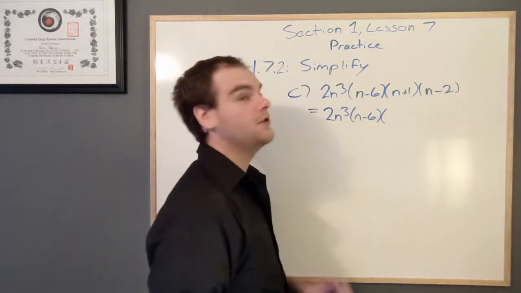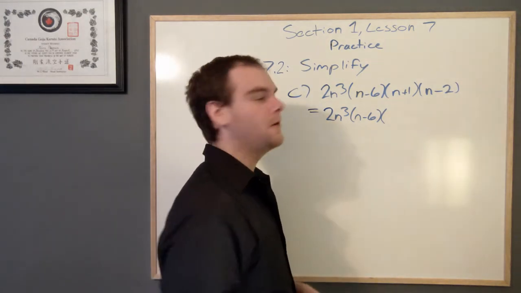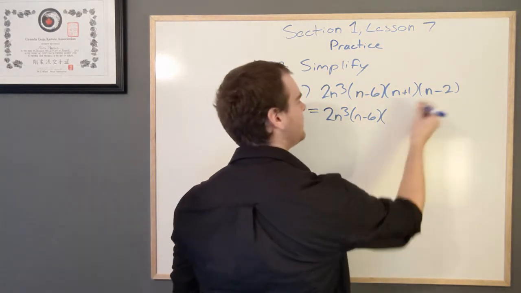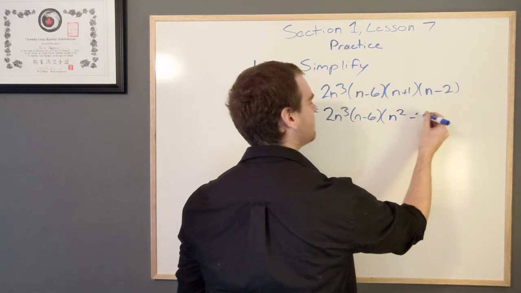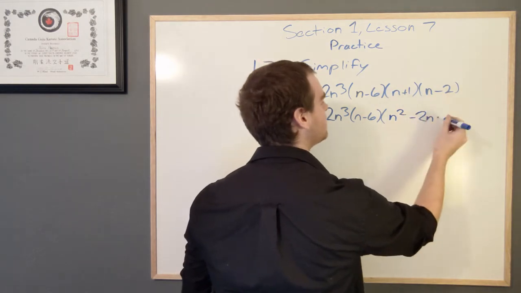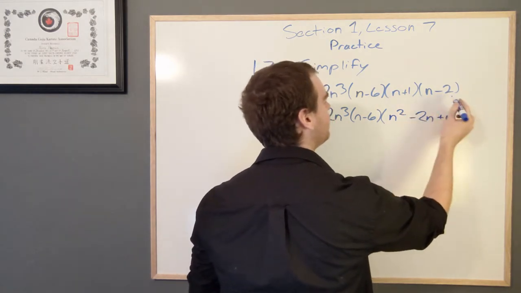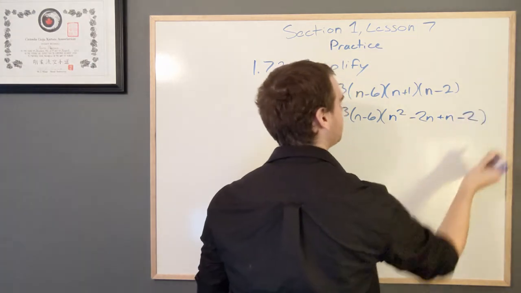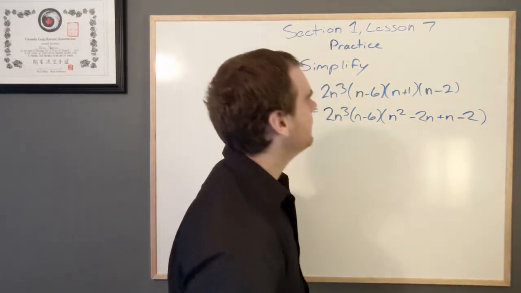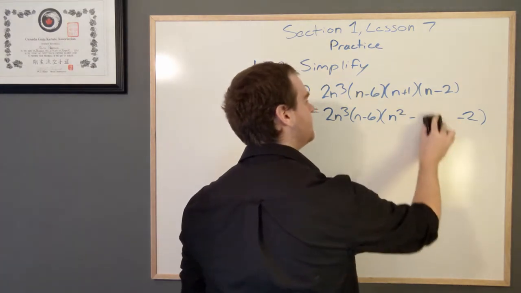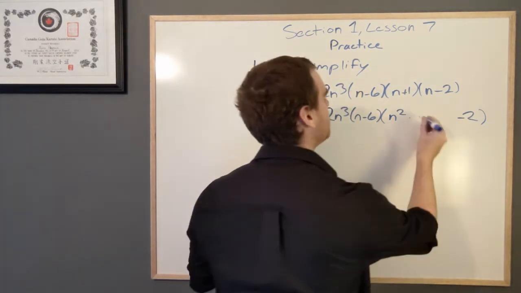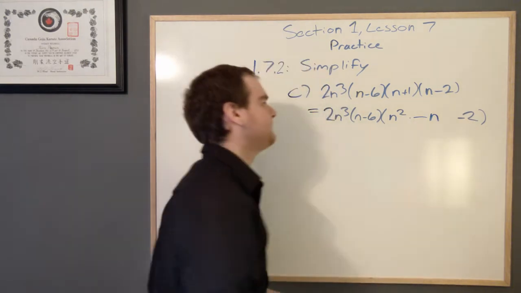Now here we're multiplying two binomials, so we can actually use the FOIL method in this part. So n times n for our first items is n squared. The outer items gives us minus 2n. The inner items gives us positive n. And the last items gives us minus 2. Now I'm just going to combine these two right here, save myself a little bit of room. That just becomes minus n.